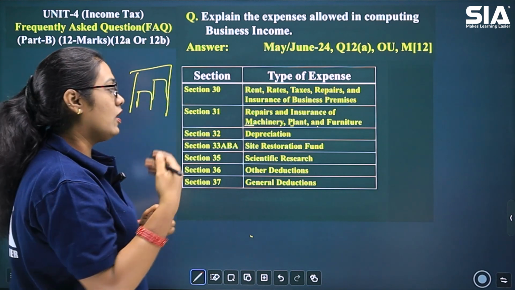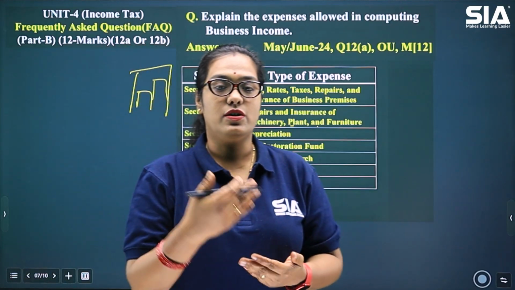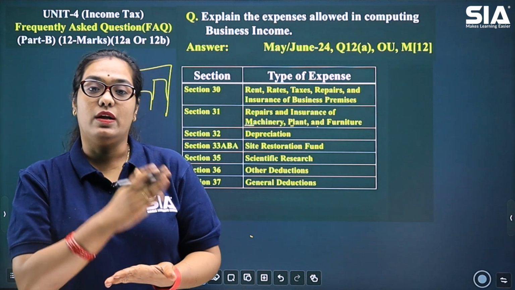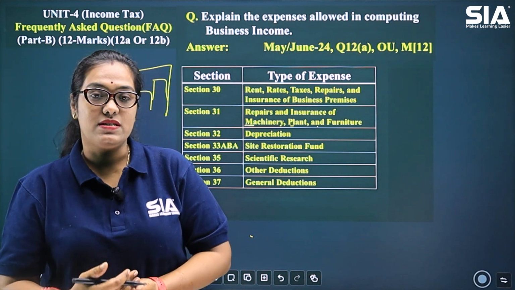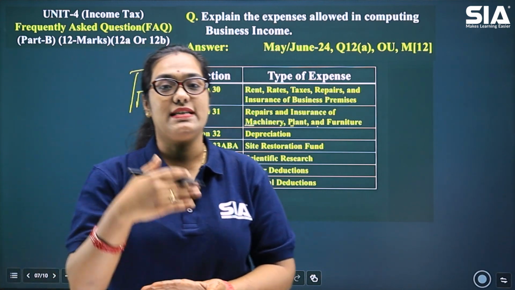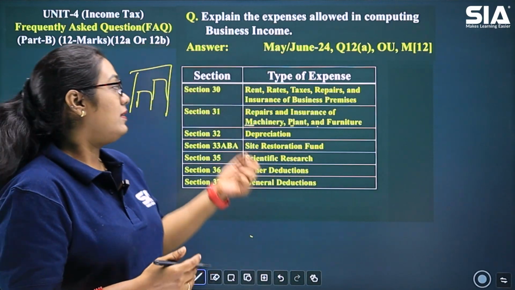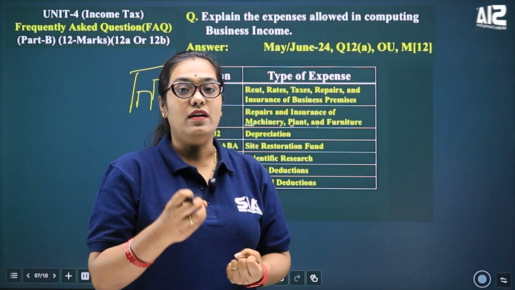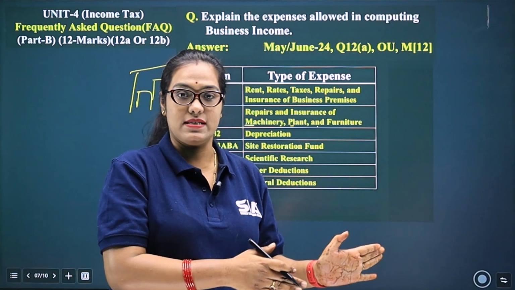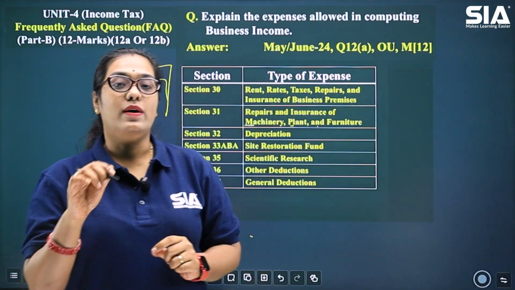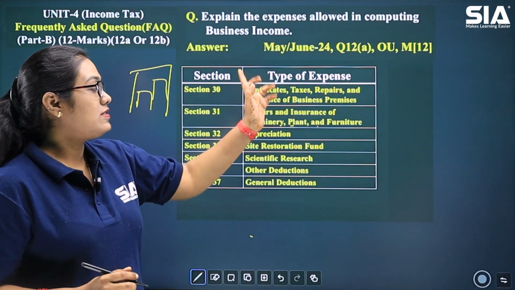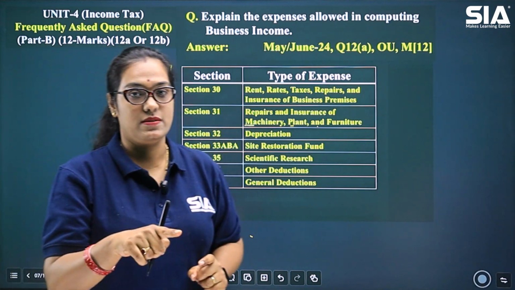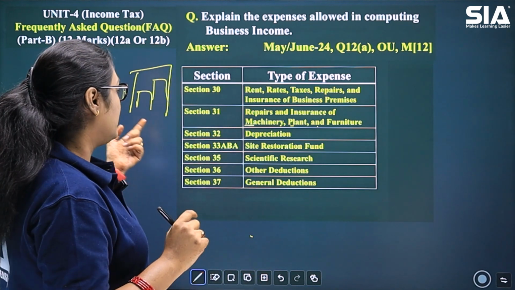Now, when it is a business, obviously you'll have a lot of furniture and a lot of machines in the business building. So section 31 deals with any expenses that the businessman or the assessee incurs for the purpose of repair or any kind of insurance that is paid for any machine that the business has. So section 31 is about repairs and insurance related to machines, plant and furniture of the business. That is under section 31.